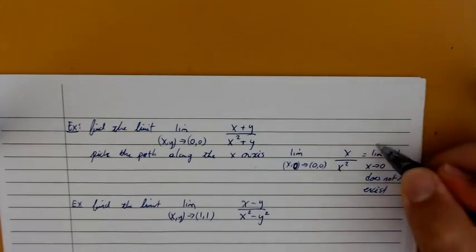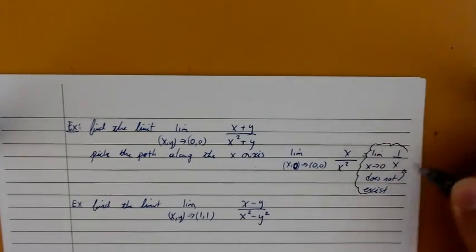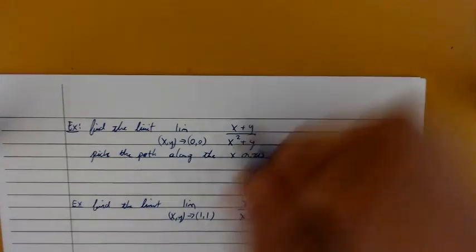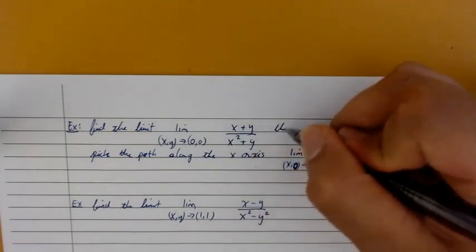So here this one does not exist, which means I know for a fact that this limit up here does not exist.